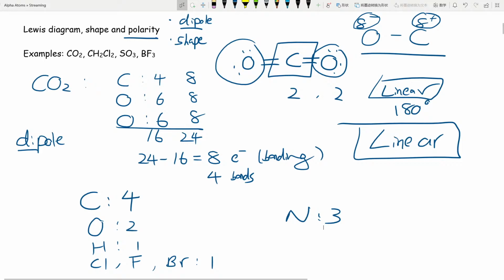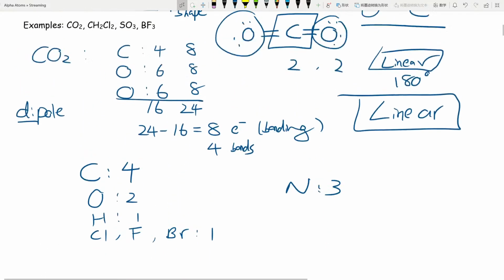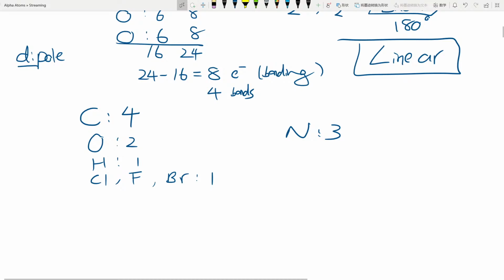All right, now let's move on to CH2Cl2. Now CH2Cl2, I won't explain it as detailed as I did because it's pretty straightforward. If I just draw the Lewis diagram, the hydrogen bonds once, the chlorines bond once, and someone asks you, are there any exceptions in year 12? No, there are no exceptions. When you do year 13, then there might be some exceptions, but not in year 12.